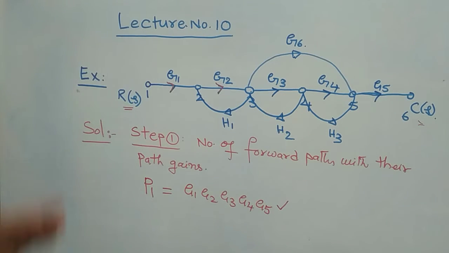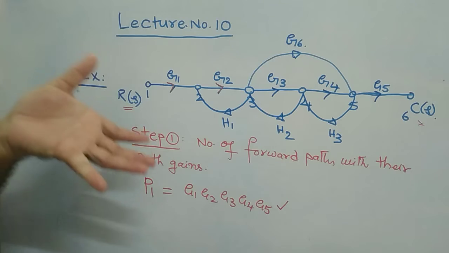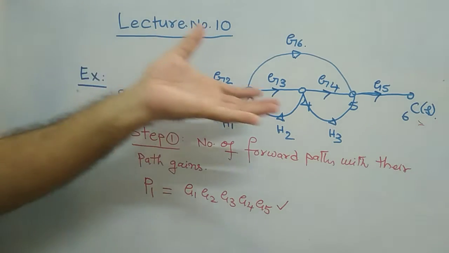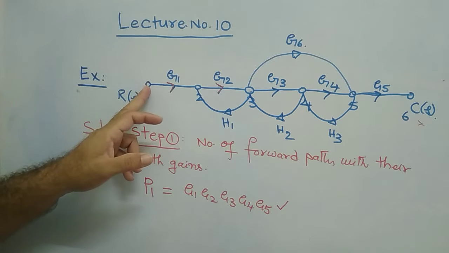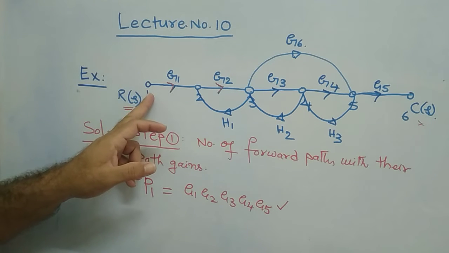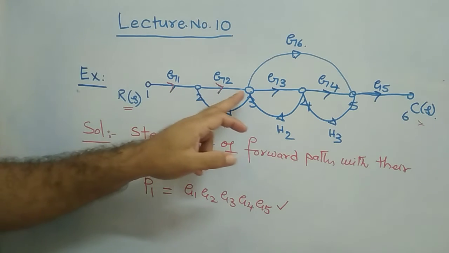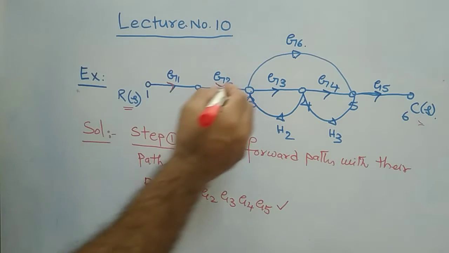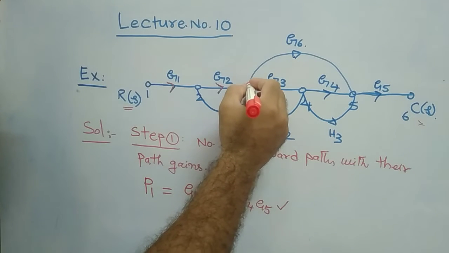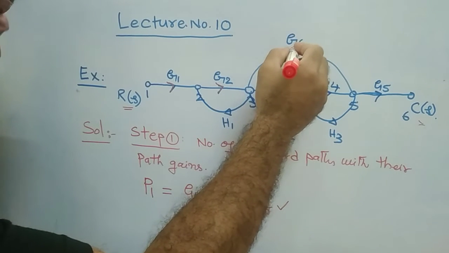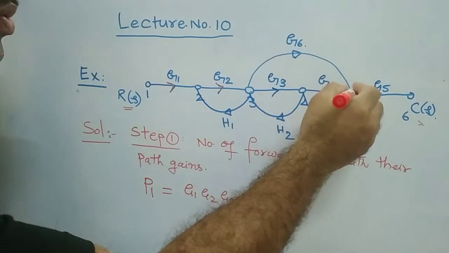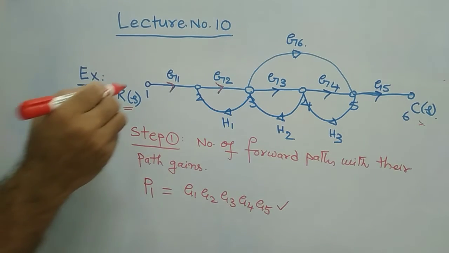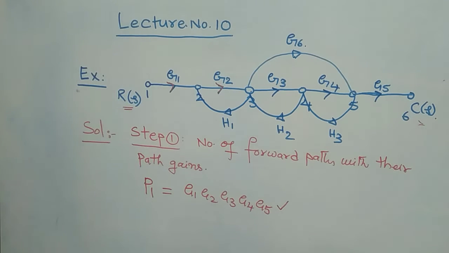Other than this, is there any other forward path available in the signal flow graph? If you see, from node 1 to node 2, node 2 to 3, and from node 3 there is a forward direction arrow mark going towards C of S. That means there is another forward path available in the signal flow graph, which is your second forward path.